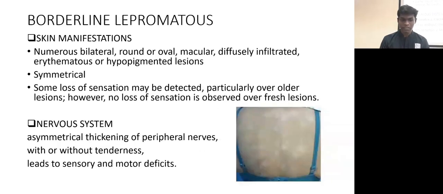The next type is borderline lepromatous. In this, the skin manifestation is usually numerous and bilateral, round or oval, macular, diffusely infiltrated, erythematous or hyperpigmented lesions, and these also will be symmetrical. There will be some amount of loss of sensation, particularly over older lesions, however, no loss of sensation is noted over fresh lesions. In the nervous system, there is asymmetrical thickening of peripheral nerves with or without tenderness, leading again to sensory-motor deficits.